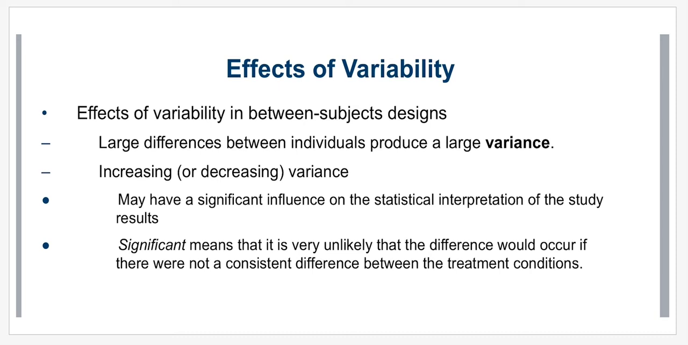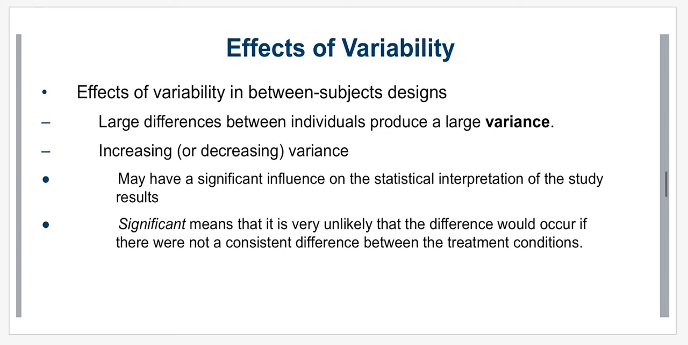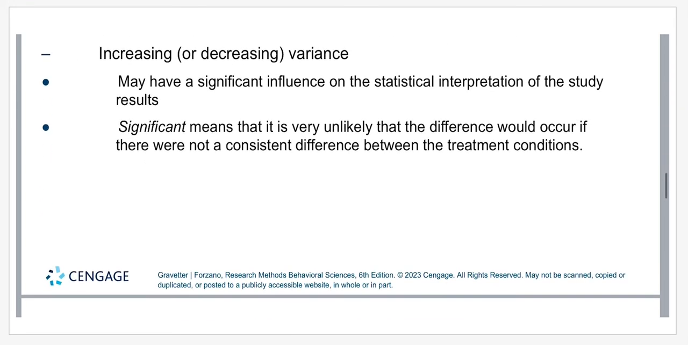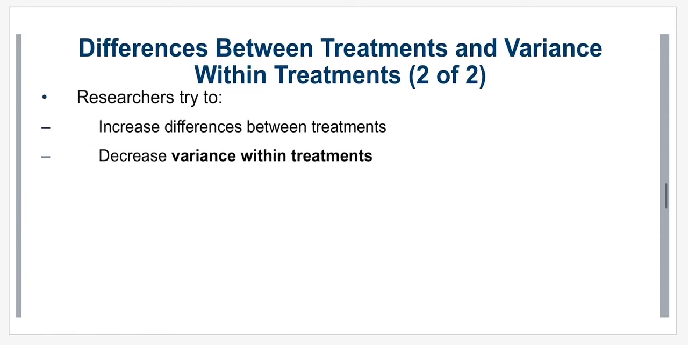Another way of saying it is that it would not have occurred by chance, that there is something actually happening. The independent variable is actually making a difference in the dependent variable.